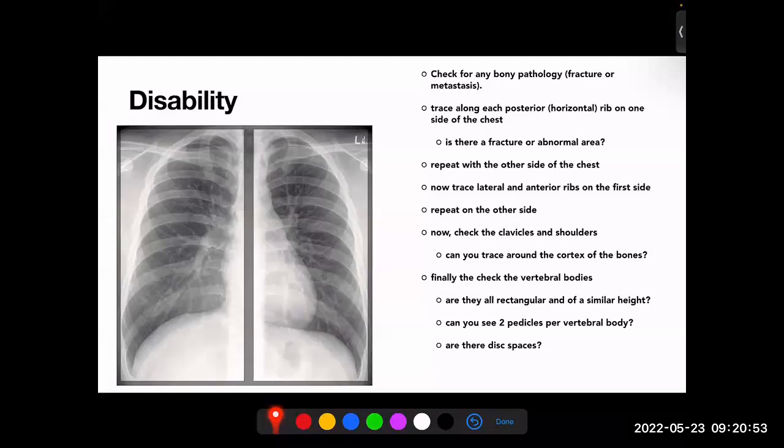Look at the cortex of the bone. Finally, check the vertebral bodies. Are they rectangular? Can you see two pedicles per vertebral body? That one probably when you're looking at a chest X-ray, it's not this view that we are looking at.